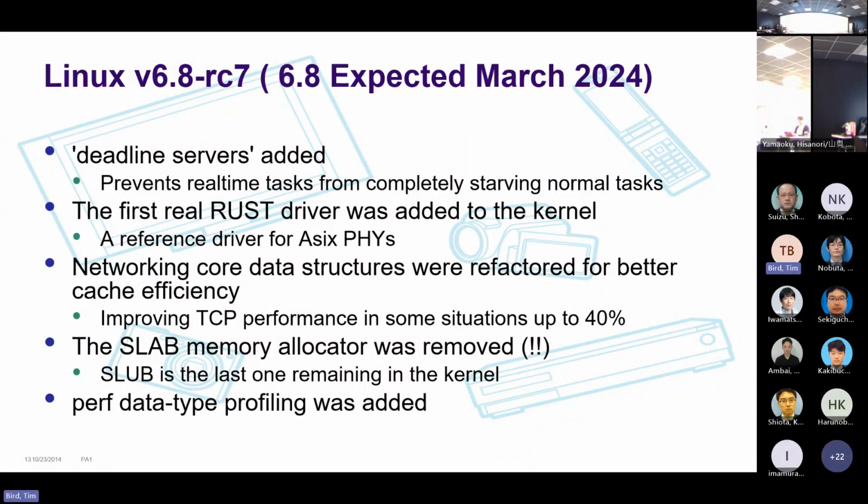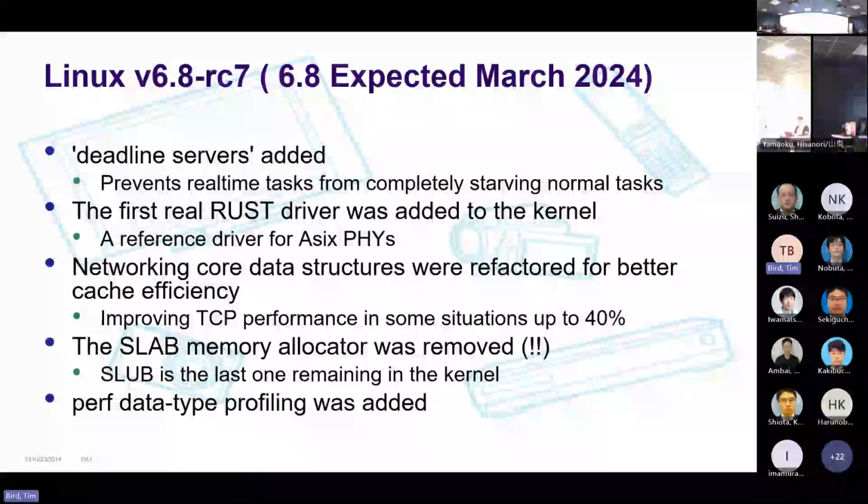So a couple of kind of efficiency things as well. The networking core data structures were refactored so that they could improve network efficiency using the cache. And in some situations, this improved TCP performance by up to 40%. So that's actually really good.